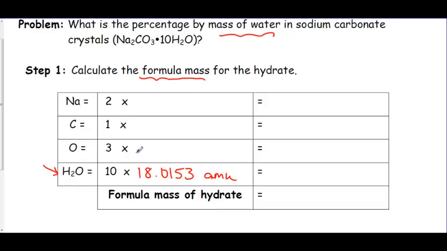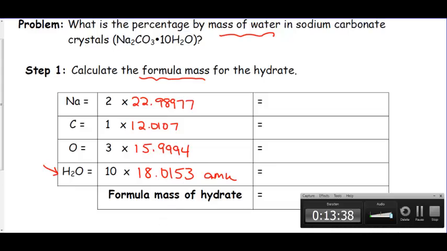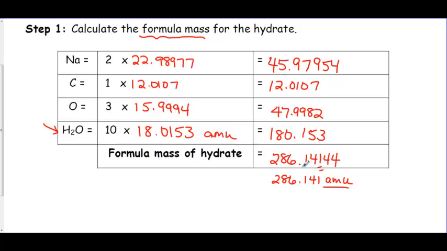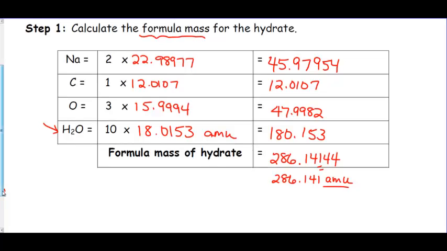Okay, oxygen, again, 3 times 15.9994. Carbon is 12.0107. And we have 2 sodiums, which we have to look up, which is 22.98977. All right, so I'm going to give you a minute, calculate this, and we'll check back. Okay, so once we do all of our calculations, we should get 286.141 AMUs. I rounded to the 3rd decimal place because that would be the least number of decimal places that we have when we add these numbers up, okay? So it's going back to sig figs.